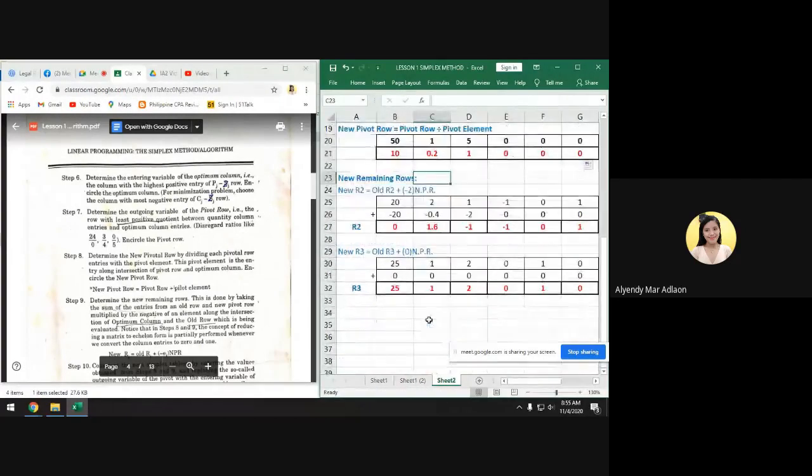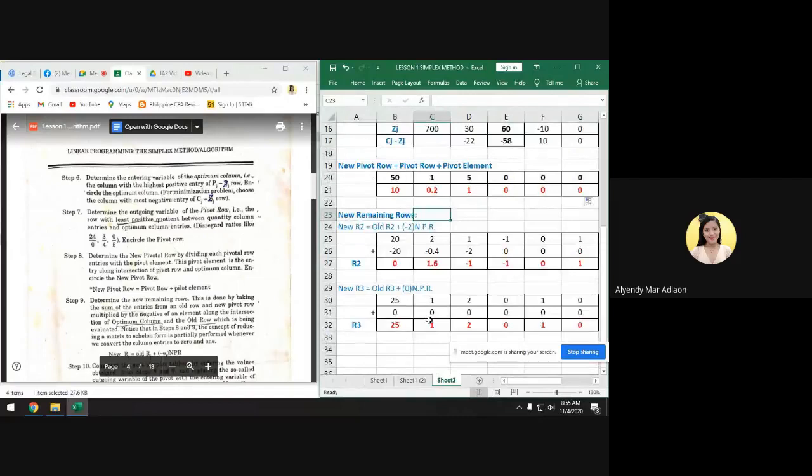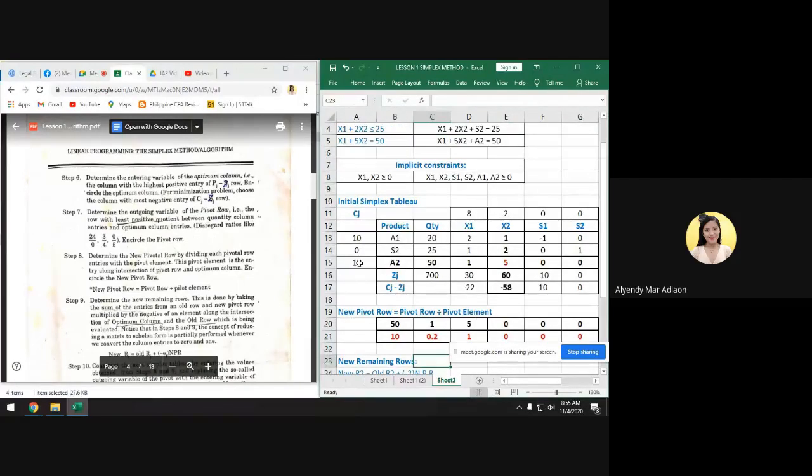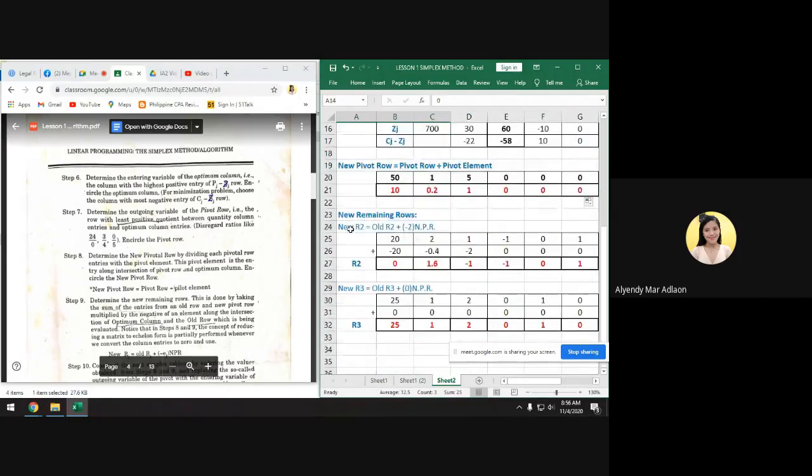Now let us compute for our remaining rows. For our remaining rows, duha na lang 'di ba? Since na naman tay bag-o nga row 3 which is katong gi-compute nato, then ato na ding next i-compute is si row 1 and si row 2. So let's start first with the new row 1.